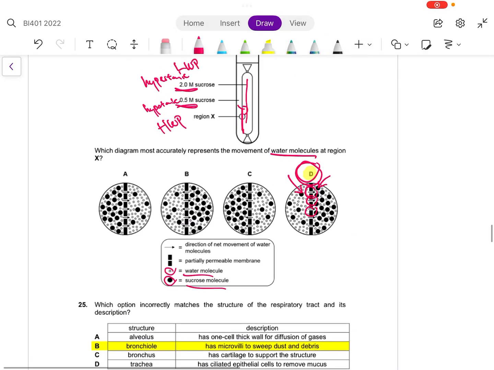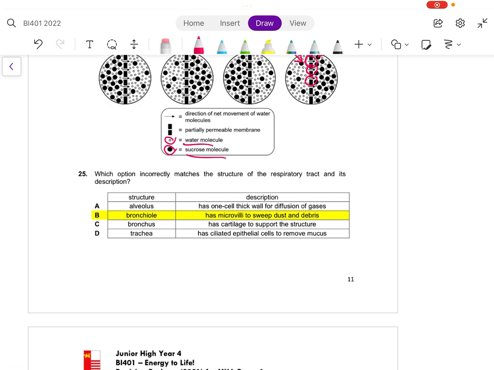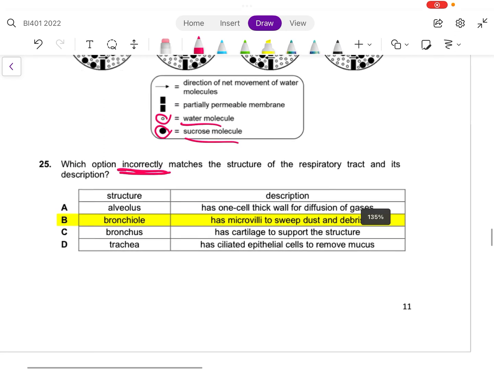Okay, I'll now be going through questions 25 onwards. Let's look at 25. Which option incorrectly matches? Okay, so incorrectly matches the structure to its description.